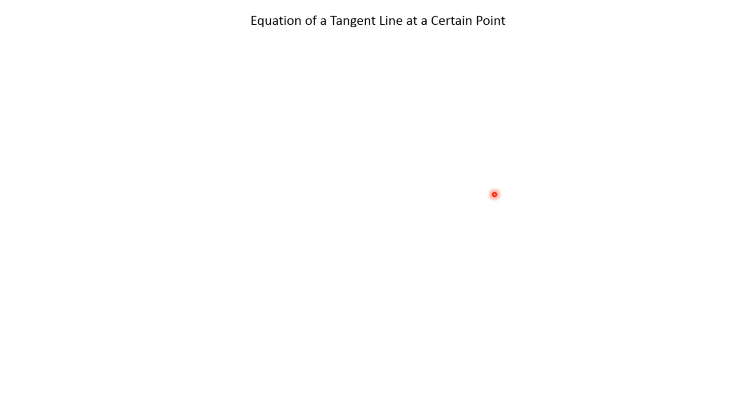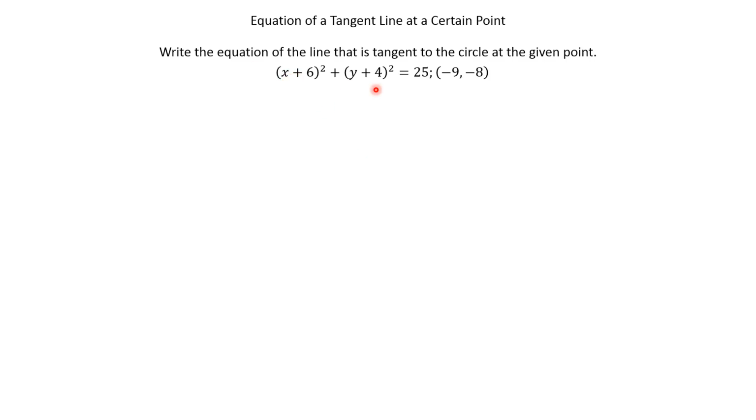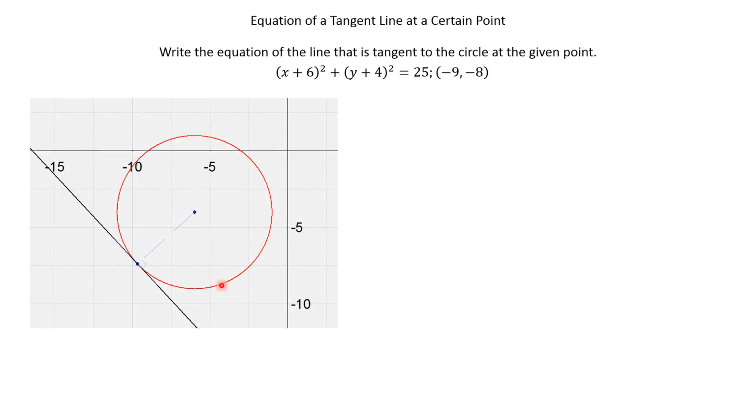But we can find lines tangent to a circle at a certain point. The questions here will look something like, write the equation of the line that is tangent to the circle at the given point, and then it'll give you the equation of a circle and a point. And so what's going on here? If we graph this circle, notice the center is at (-6, -4), and the radius is 5. So we can graph the circle, and then we can make a tangent line at the point (-9, -8).